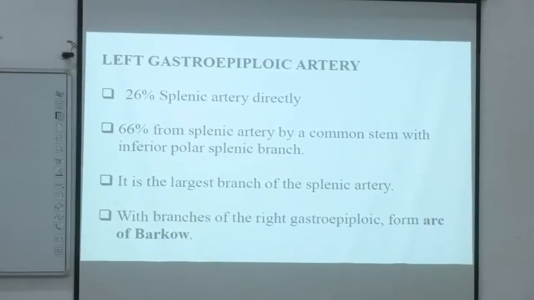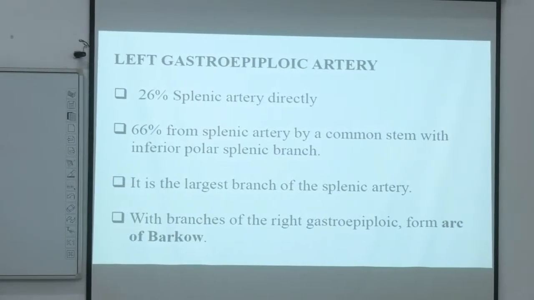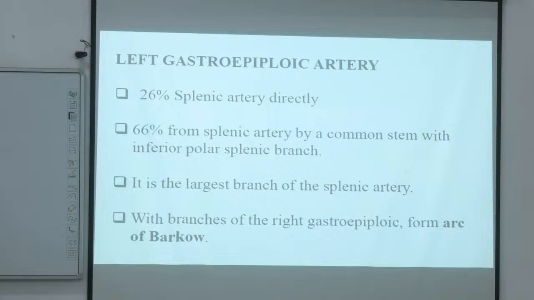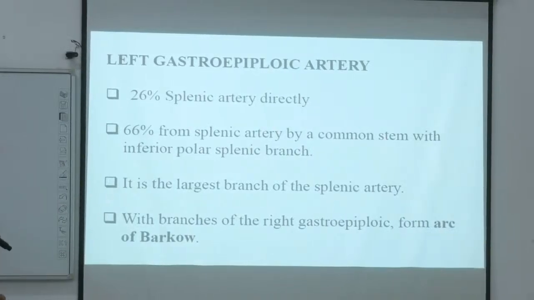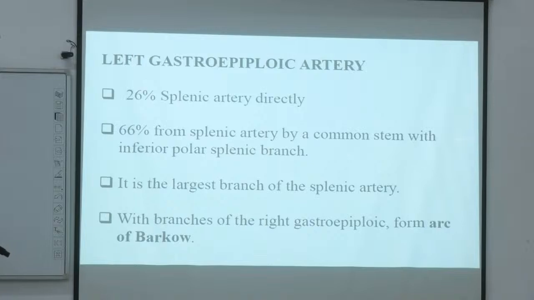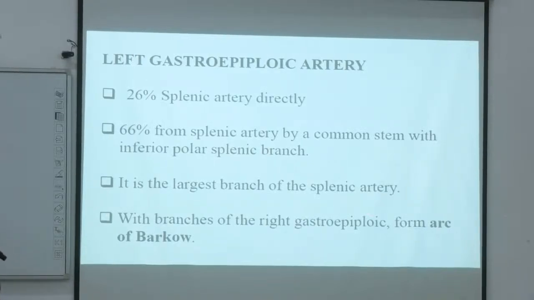the left gastroepiploic artery arises in 6% of cases directly from the splenic artery, and in 66% of cases from the splenic artery by a common stem with the inferior polar splenic branch. It is the largest branch of the splenic artery, running along the greater curvature of the stomach, and with branches of the right gastroepiploic it forms the arc of Barkow.